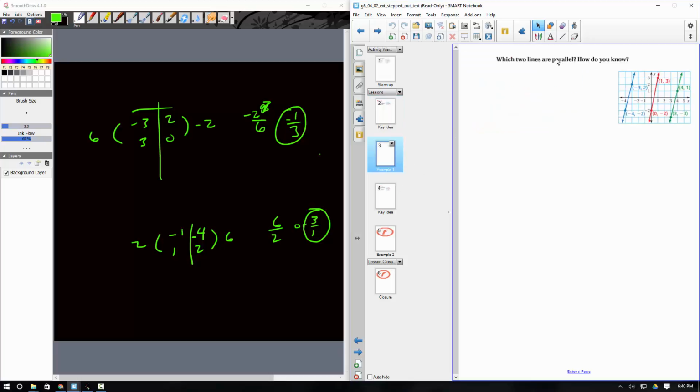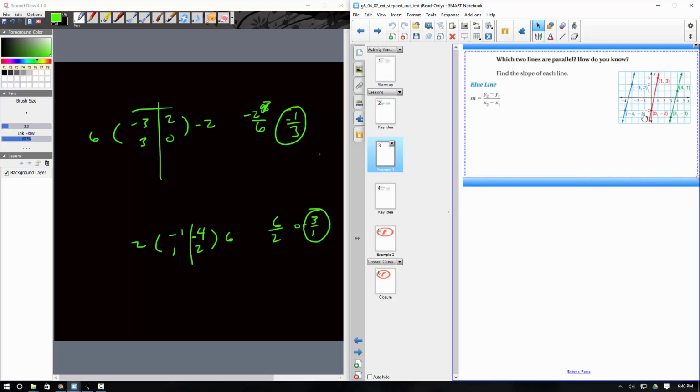Here's an example of some lines. We have to figure out which ones are parallel, and how you do that is determine the slope for each one. Pause this for a moment and try to figure out which slopes are the same. If we go through here, the blue line is 4 over 1. If I go up 1, 2, 3, 4 over 1. The red line is 5 over 1. 1, 2, 3, 4, 5 over 1. So these are not the same. Finally, this one goes up 1, 2, 3, 4 over 1, so it should match up with the blue. So the green and the blue should be the same.